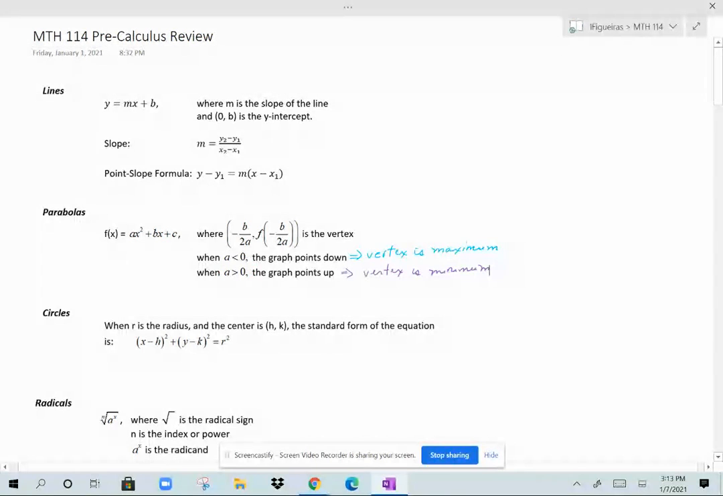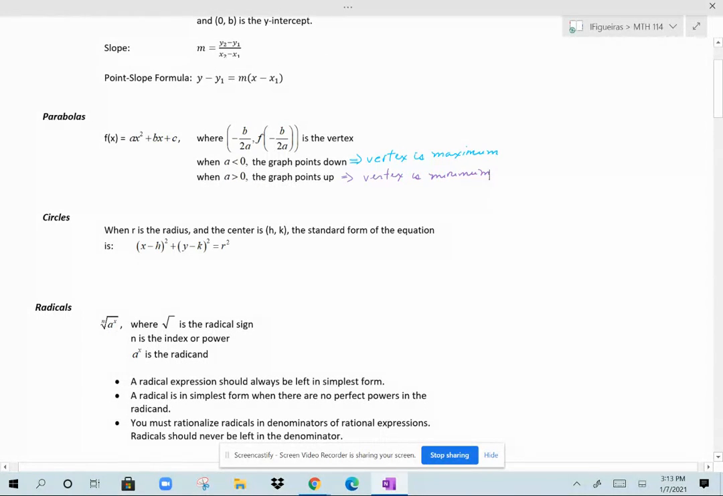We should also be familiar with the equation of a circle. Remember, a circle has a radius r and a center at (h, k), and the standard form of a circle is (x minus h) squared plus (y minus k) squared is equal to r squared. When the center is the origin, you would simply have x squared plus y squared equal to r squared. So this is with a center at (0, 0).